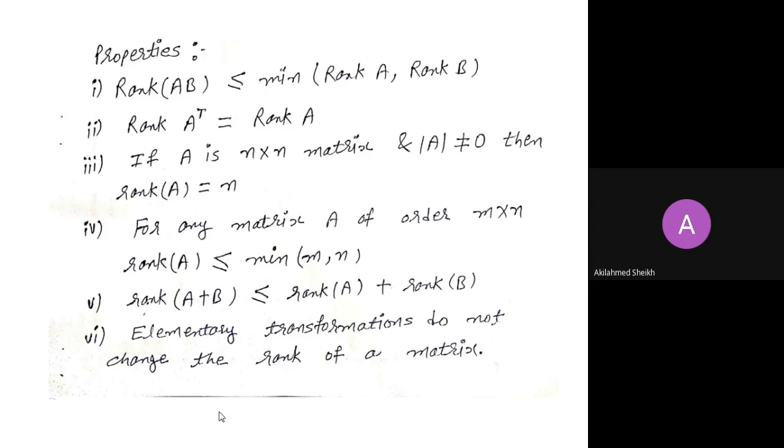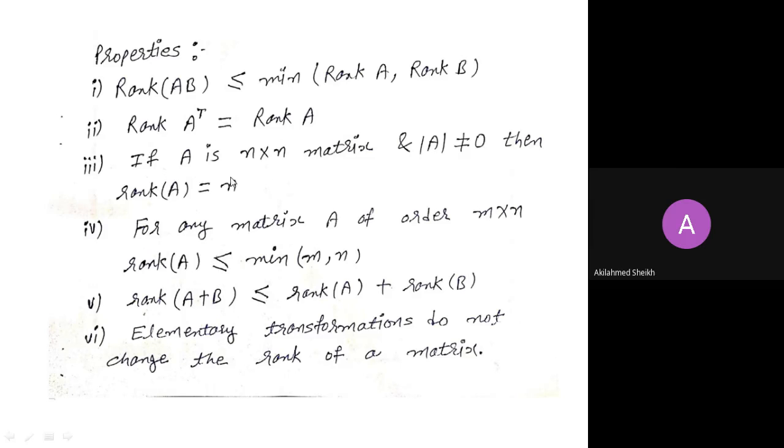Now, these are some properties of rank of matrix. Rank of AB, where A and B are both matrices: the rank of the product of two matrices is less than or equal to the minimum of rank of A comma rank of B. Elementary transformations do not change the rank of a matrix. So rank of A transpose is equal to rank of A.